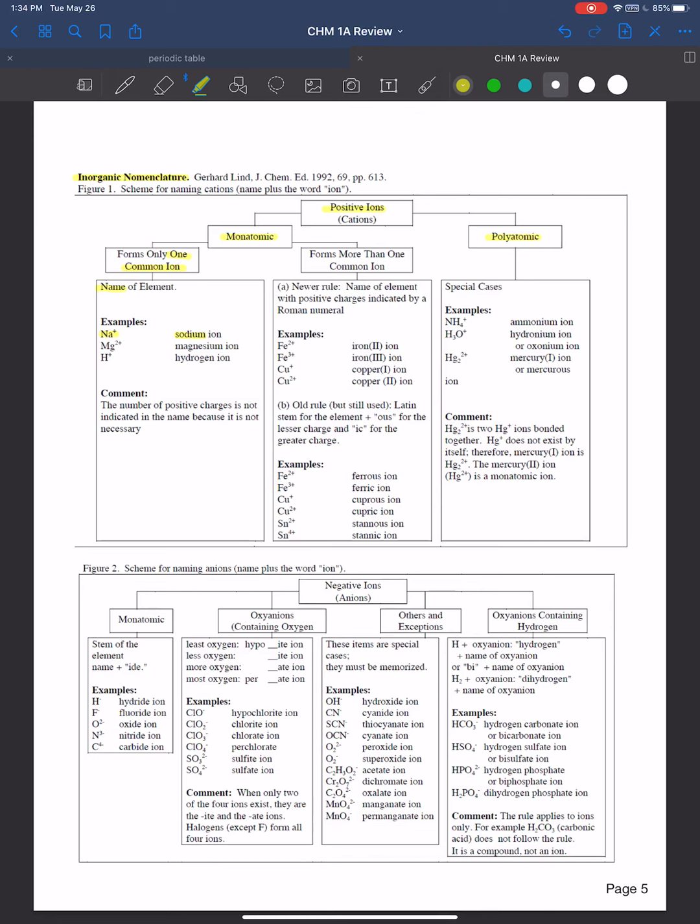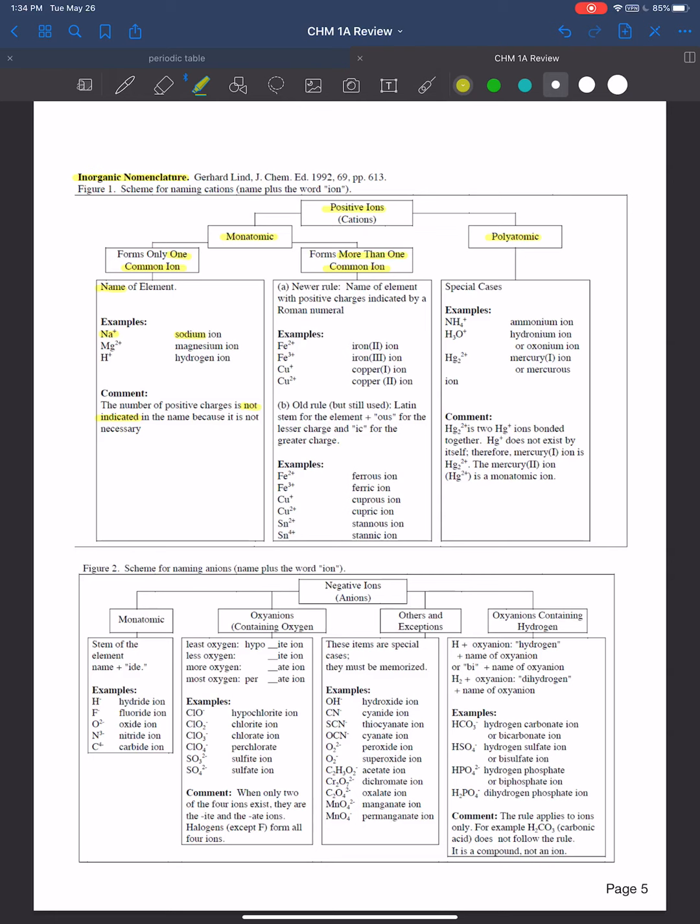Now, just make a note here that the number of positive charges is not indicated in the name because it's just not necessary. Once you learn the correct charge that it wants to form in nature, it doesn't change. There are also cations that form more than one common ion, and these fall in the transition metals, the d block, as you would say on the periodic table.